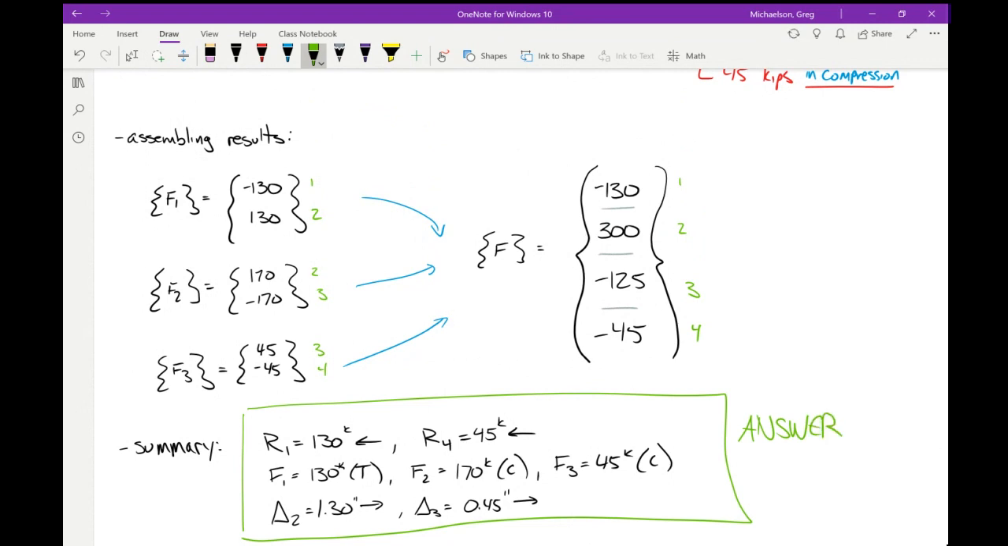You want to know what RISA does? That's what it does. We have every reaction, every internal force in every member, every deflection, all of it. It's all solved all at once. When you click the equals button, this is what RISA does.